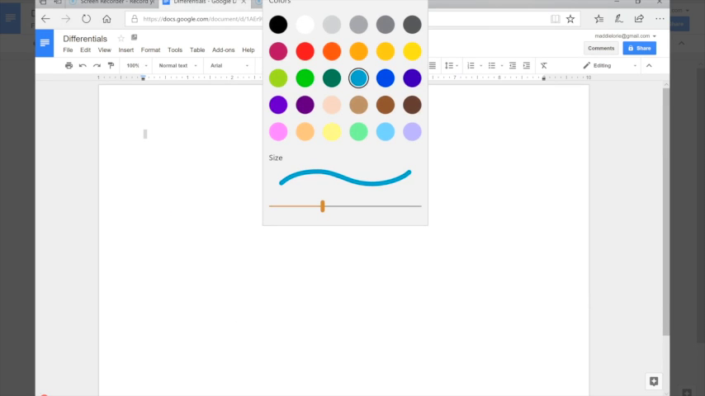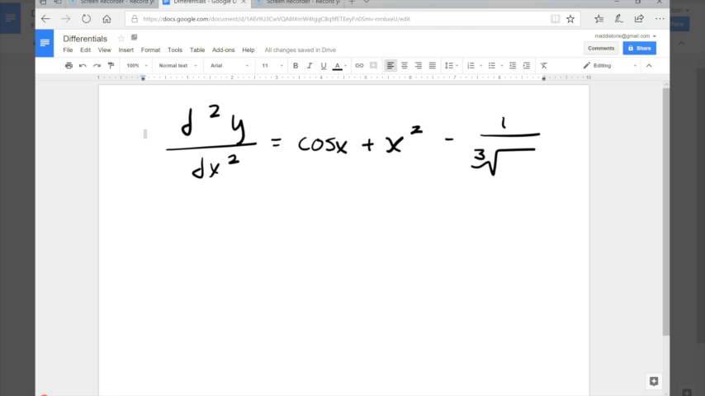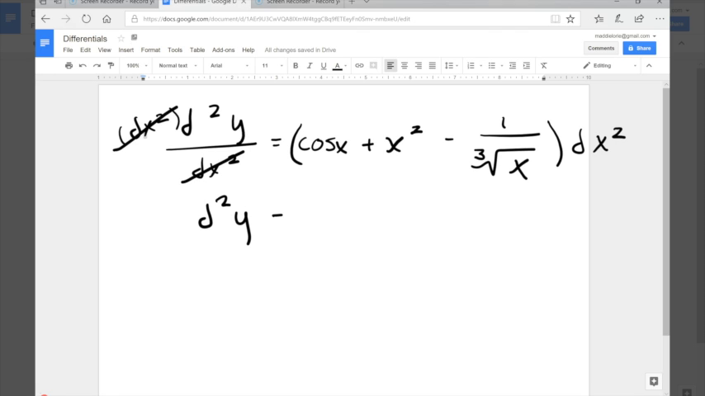The second problem is a little bit harder. d squared y over dx squared equals cosine x plus x squared minus 1 over the cube root of x. So I'm going to again multiply by dx squared on both sides to get rid of that denominator. Then I'm left with d squared y equals cosine x plus x squared minus 1 over the cube root of x, not 3.